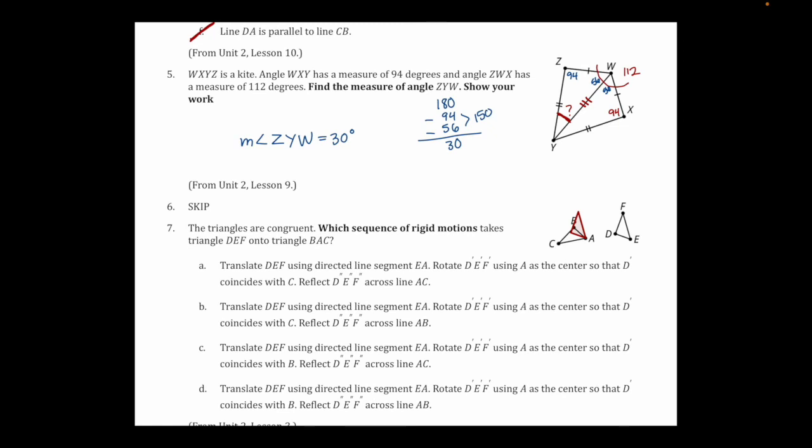And then reflect across AC. Also, D is not going to correspond with C. D should be corresponding with B. So we're going to say for this one, nope, not going to work. We then have DEF using directed line segment EA. So that part, okay. Then rotating using A so that D prime coincides with C and reflect across AB. Again, has that error of D prime coinciding with C is not going to work. Yeah, I was second guessing myself there for a minute.